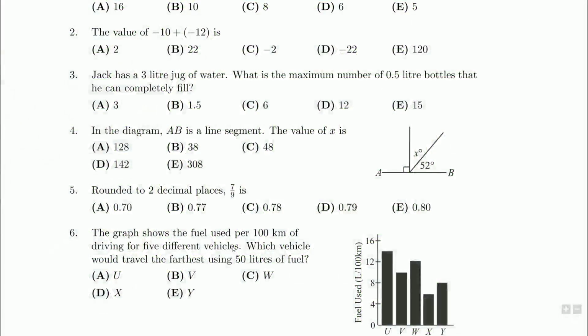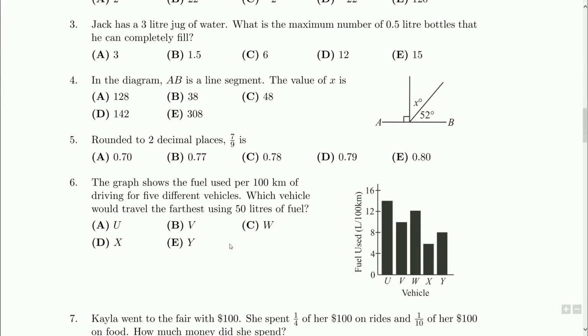Hiya folks, Root Beer here with question number 5 on our 2009 Gauss paper, the 2009 grade 8 level Gauss paper. And we're being asked, rounded to 2 decimal places, 7 over 9 is, and then we have a bunch of options, all of them are 2 decimal places, that's fine.